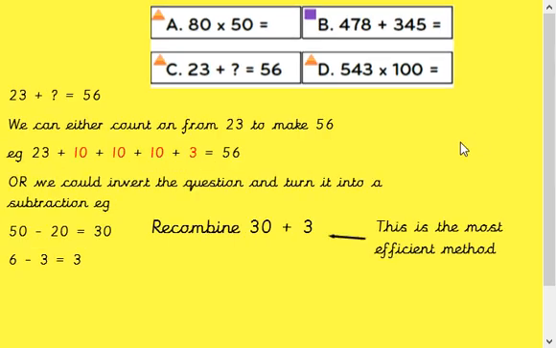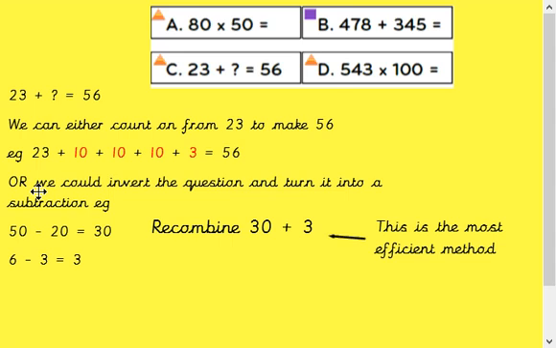Okay, third question, 23 plus what equals 56? It's one of those tricky questions where they've messed around with the order of the sentence. So you can do 2 things here. First thing we could do is we could count on from 23 to make 56. So we could start with 23 and add 10, which would be 33, and add 10, which would be 43, and add 10, which would be 53, and then add 3, which would be 56. And we know then that it would be 10, 20, 30, 3. Could be the question mark, 33.